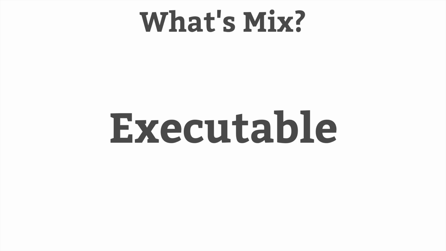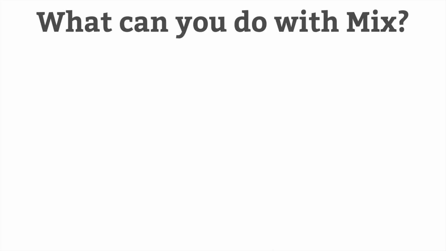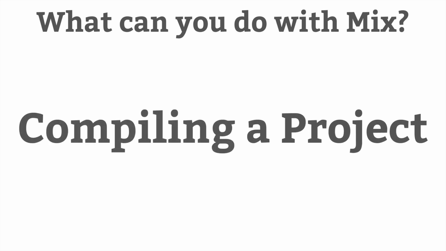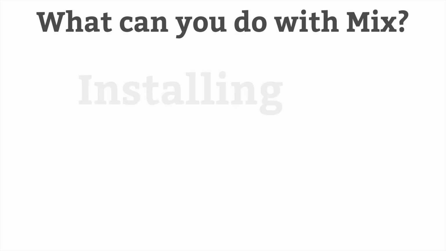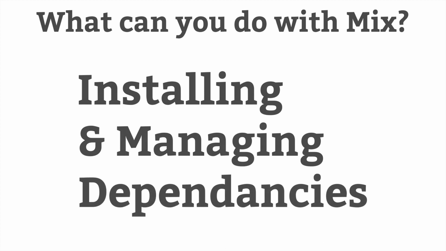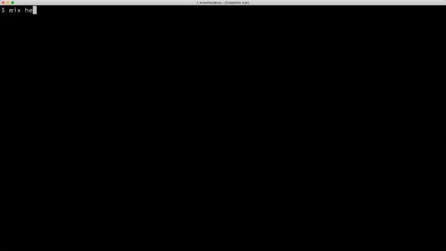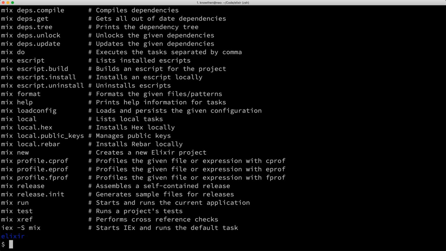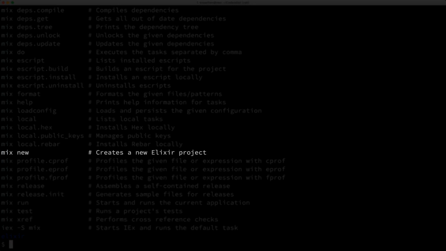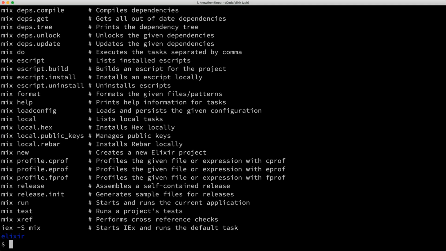But the next question you probably have is, what can you do with Mix? Mix allows you to do all sorts of things like creating a project, compiling a project, running tests, and installing and managing dependencies. These are some of the major things you can do with Mix, but there's quite a few other things you can do with Mix. For example, if I run Mix with the help option, you can see a list of Mix tasks that you can perform. For example, here's the Mix task for creating a new project, and here's the Mix task for running tests.